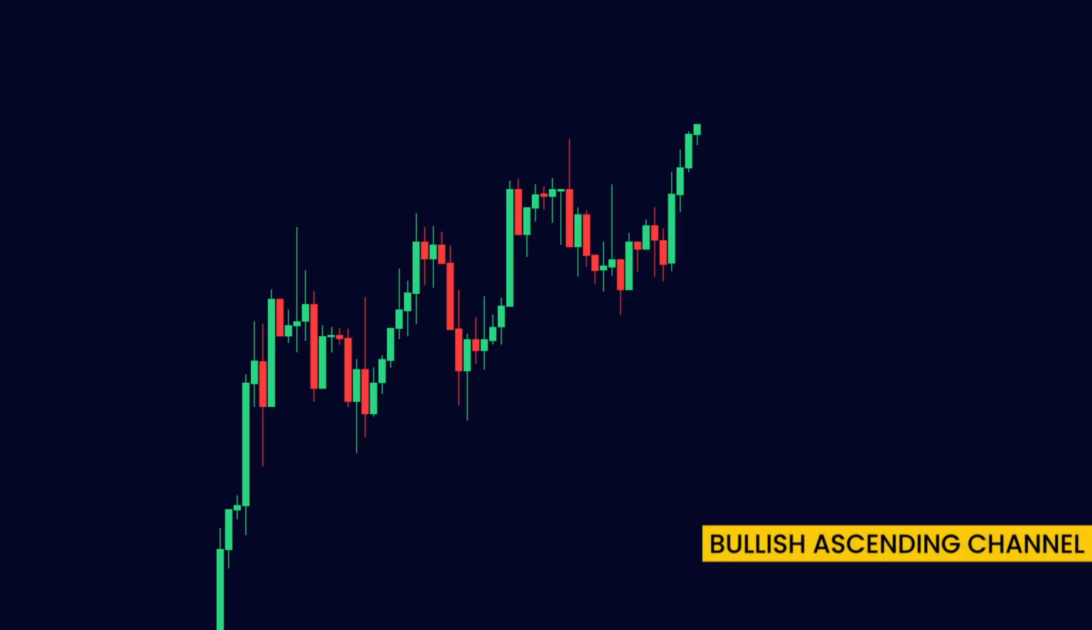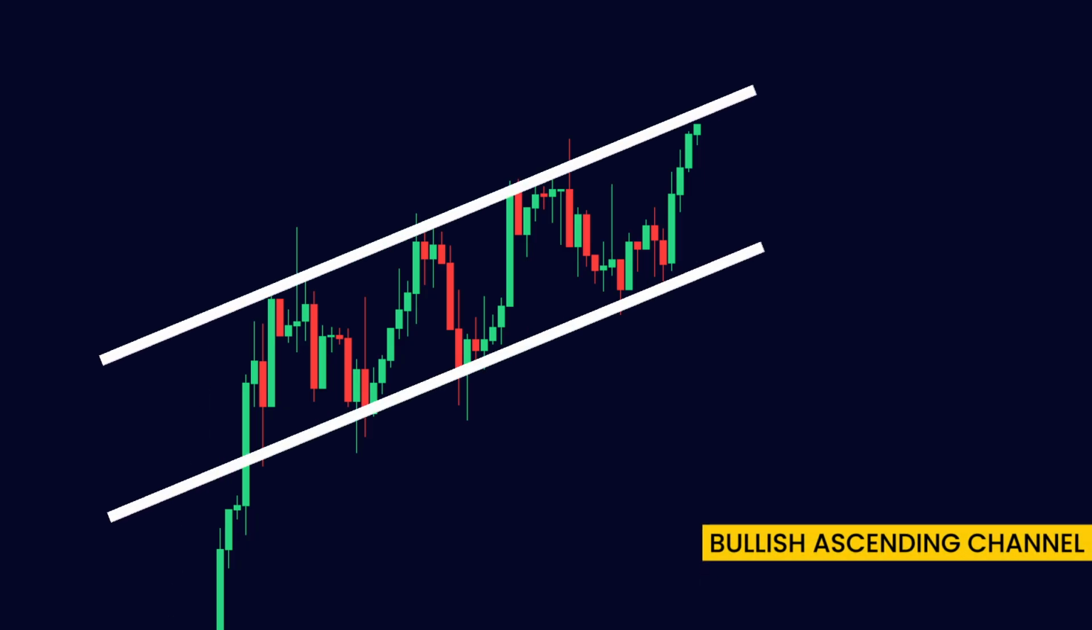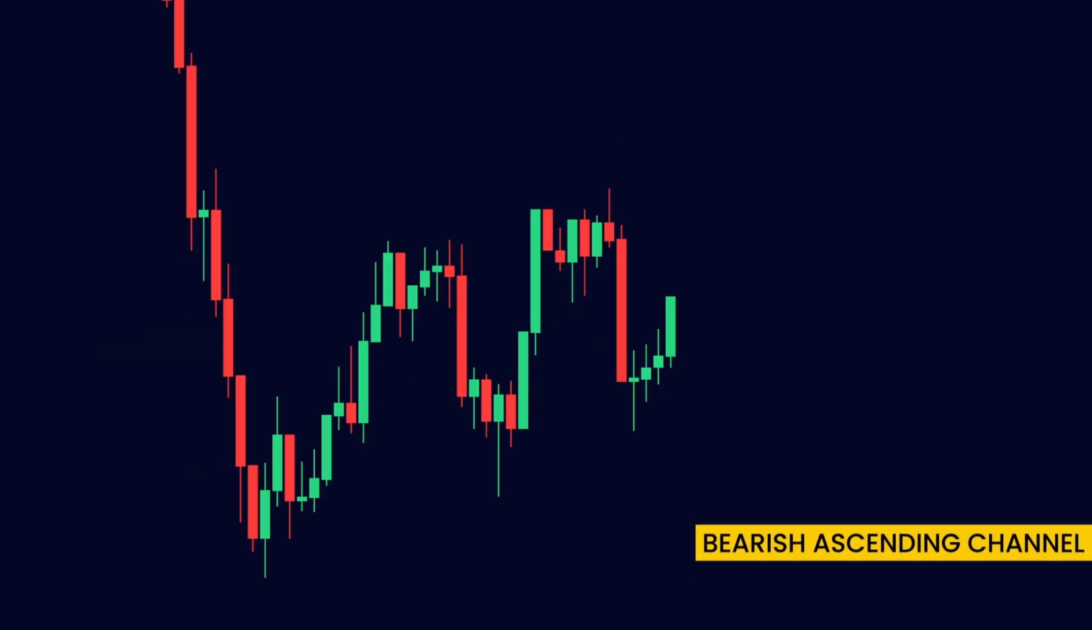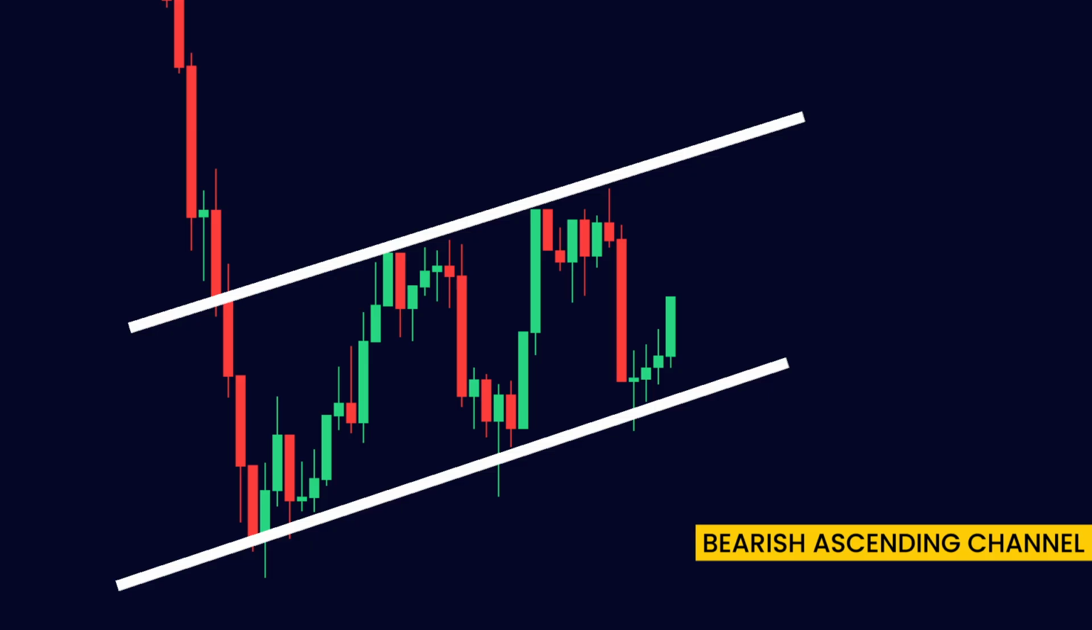A bullish ascending channel starts from an uptrend, then the pattern forms. A bearish ascending channel starts from a downtrend before forming the pattern.